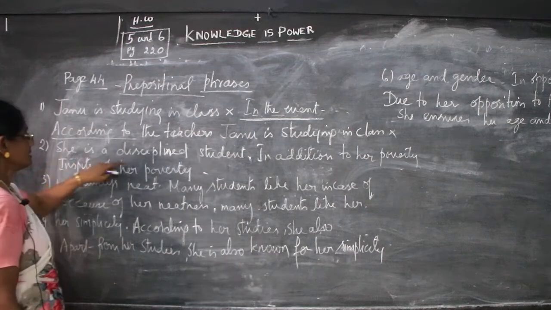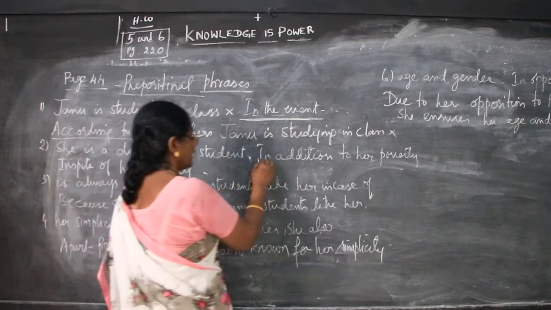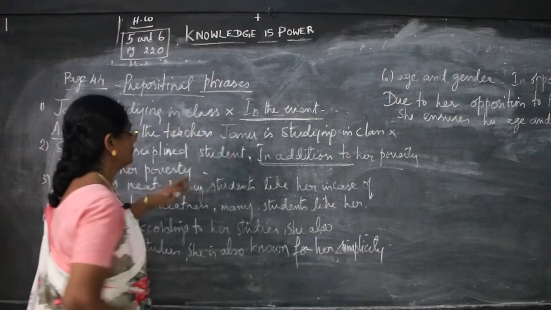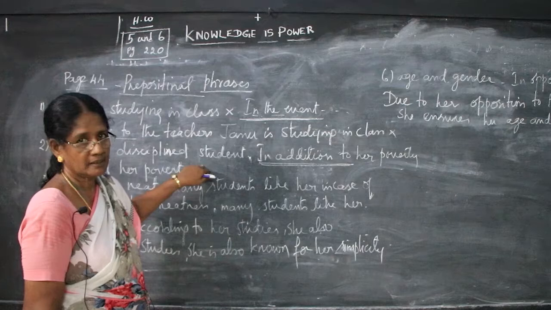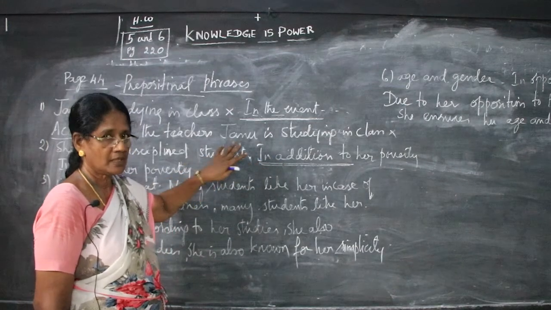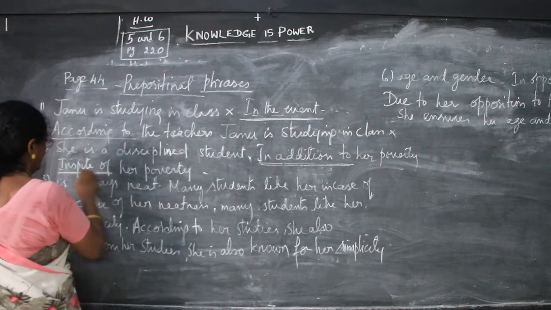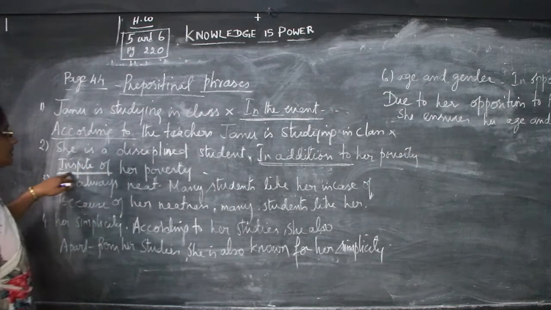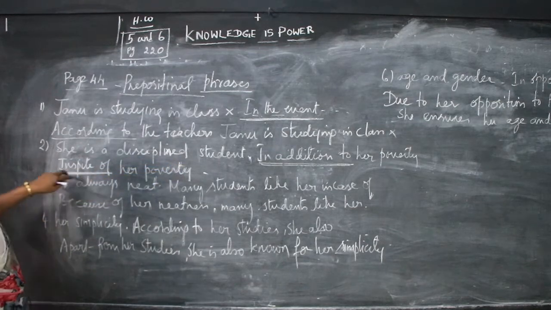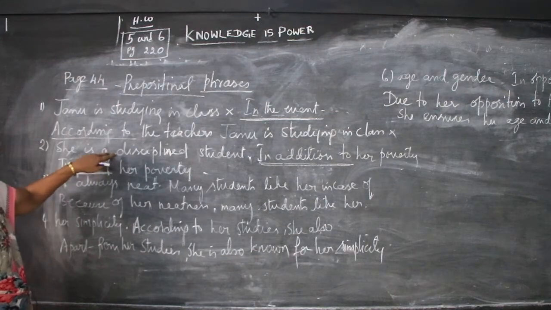Now, she is a disciplined student in addition to her poverty. Here "in addition to her" is the prepositional phrase that will not be suitable for this particular sentence. This prepositional phrase will not suit this sentence. We have to write another one, "in spite of". "In spite of" is the prepositional phrase where we have to replace in the place of "in addition to". Only if we have "in spite of" here can we have the sentence right.